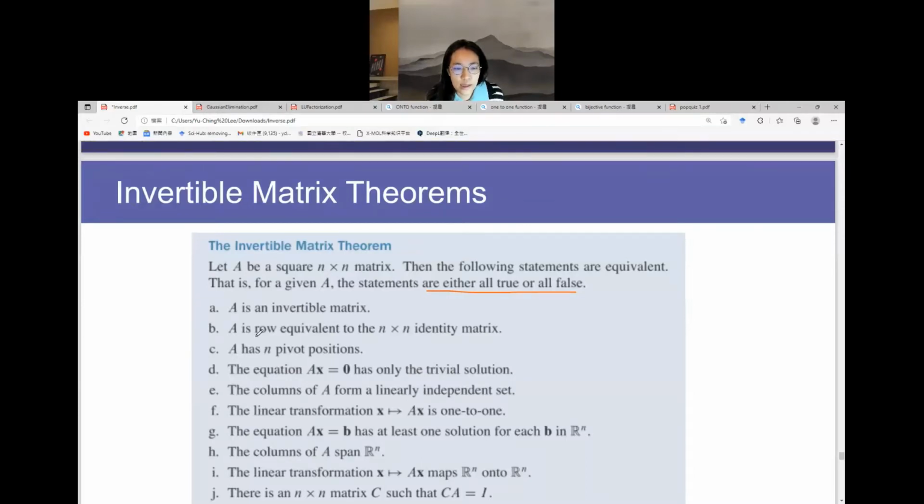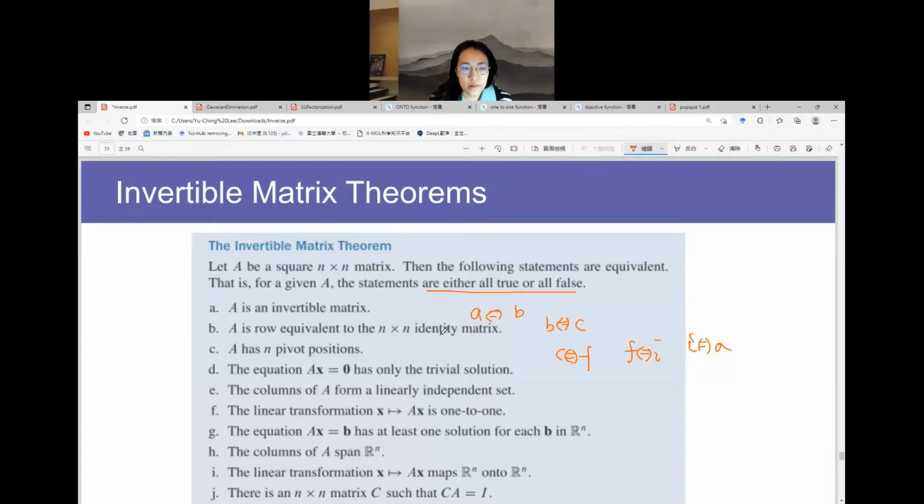So it can also be stated as A implies B, B implies C, or in any order, like C implies F, and then F implies I implies A. The implications among these items hold. So you can arbitrarily pick two and say they are equivalent. Actually, you can also write the two-sided relationship between any of the statements. That's how you understand this theorem.